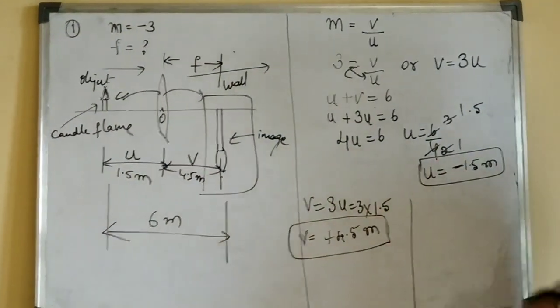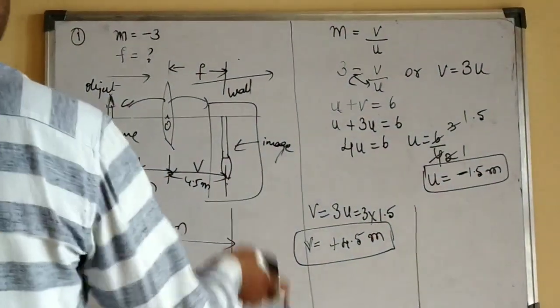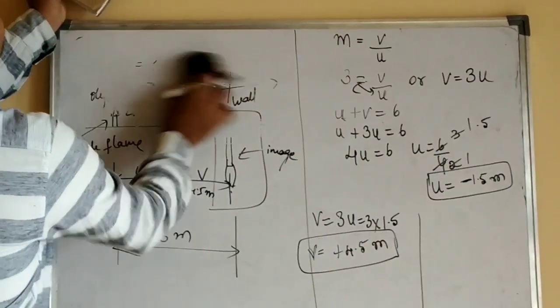Now when you know u and v, you can easily find out the focal length, right? What is the formula for the focal length? You know that.